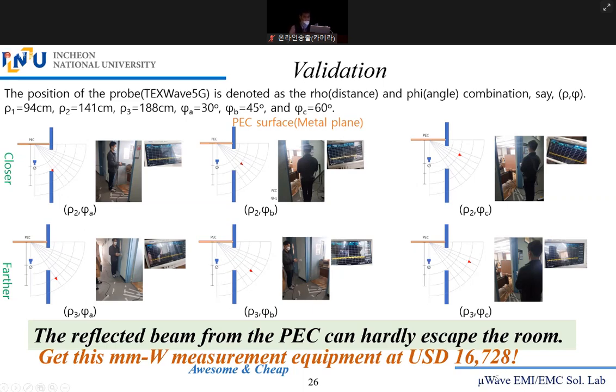Yeah, get this millimeter wave measurement equipment at $16,728 US dollars. Very cheap, very cheap. Anyway, we use our equipment to test. This is quite objectively acceptable to the industry. You can see the spectrum analyzer that shows the signal strength here. Anyway, my student is holding the probe where? Outside the door. Outside the door.